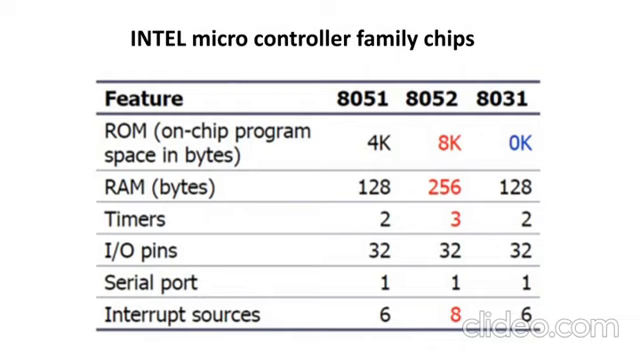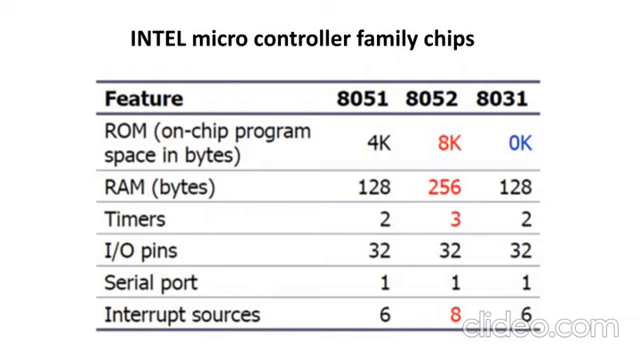In 8052 you have 256 bytes, and in 8031 you have 128 bytes. Next, timers. Coming to timers, in 8051 you have two timers. In 8031 also you have two timers, whereas in 8052 you have three timers.